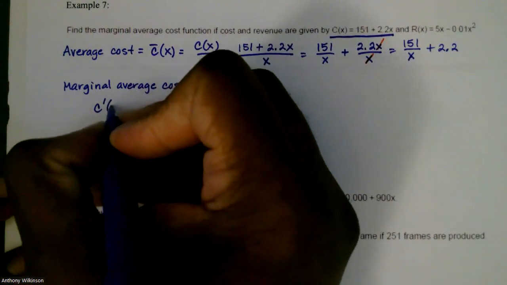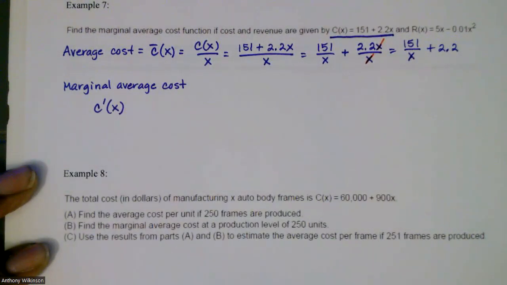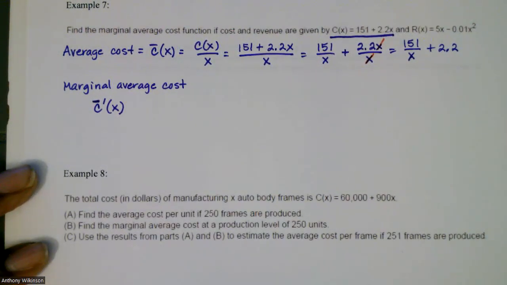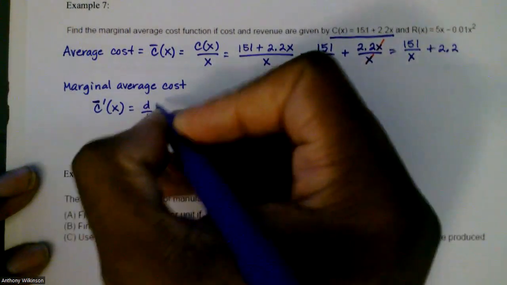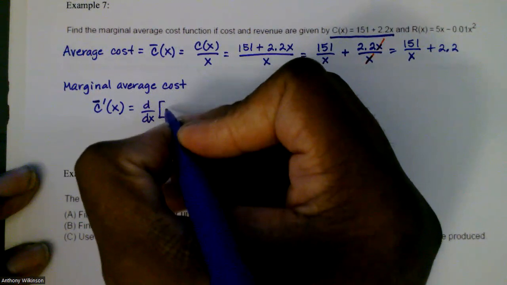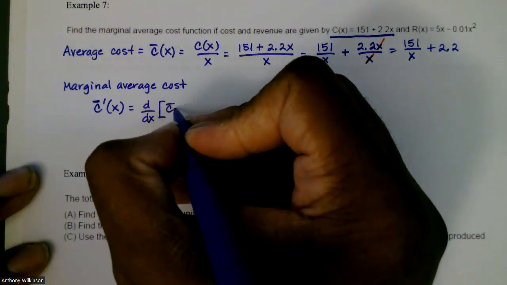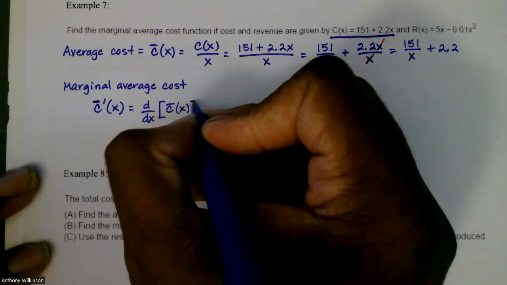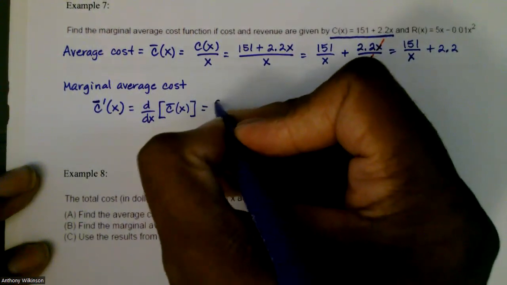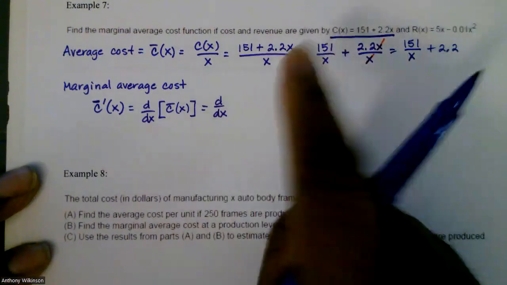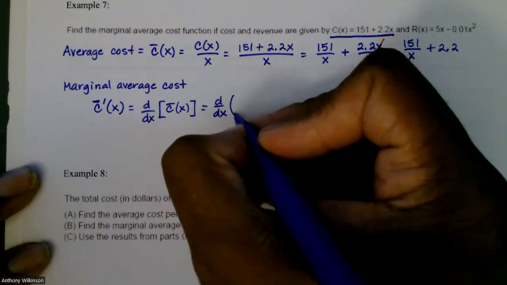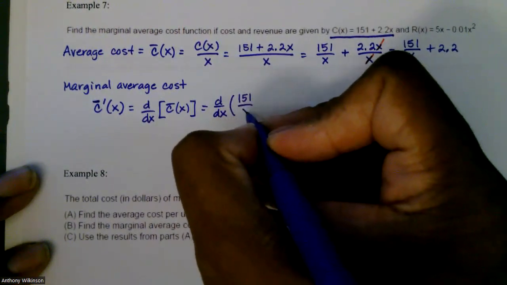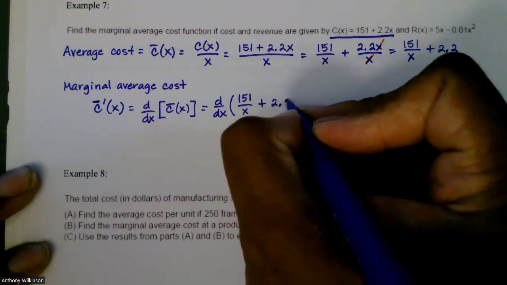That's, of course, taking C bar prime of x, which is in this case the derivative with respect to x of C bar of x. So the derivative with respect to x of C bar of x is right here, 151 over x plus 2.2.